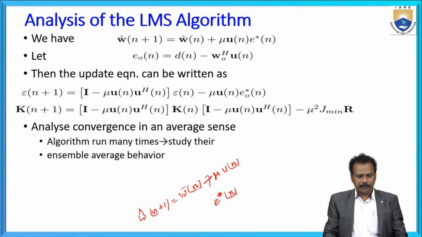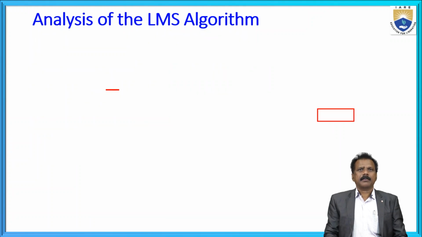The algorithm is run many times to study that. Using all these values, the update equation can be implemented in real time, or in normal cases we analyze convergence in the average sense. The algorithm is run many times to study the average behavior. So this is one way.